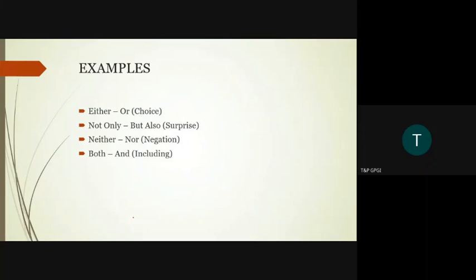So examples are like I have written here. We'll start with either, or. Either dash or. It's a choice. Just think of it as a choice. If in a sentence you are given a choice, that means it is going with either or. And it should be a positive choice. I'll give you an example.